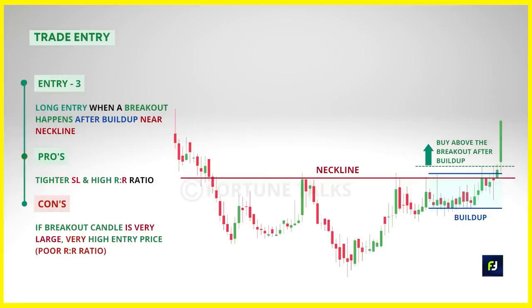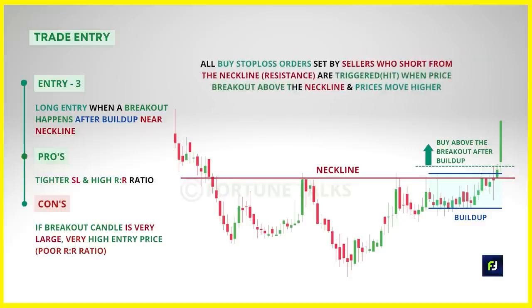The second entry technique is a breakout with build-up. Now this happens when we observe a tight consolidation of prices near the resistance level or neckline. So when you see a build-up at the resistance, it tells you that there is buying pressure willing to buy at higher prices despite profit taking and short selling from that level. Also, the traders who went short at that resistance level are likely to have their buy stop loss orders above the resistance level. So when the price breaks out of the resistance, these clusters of stop losses will provide fuel to push the prices even higher.